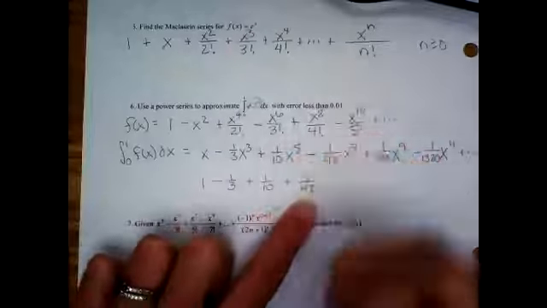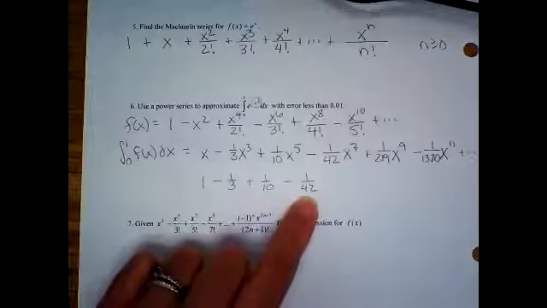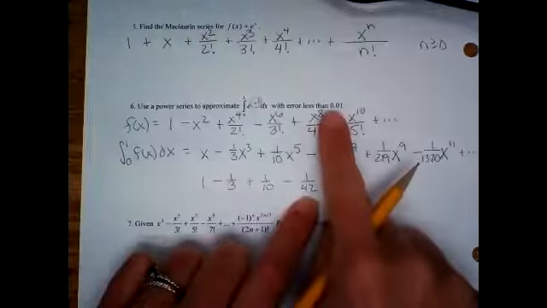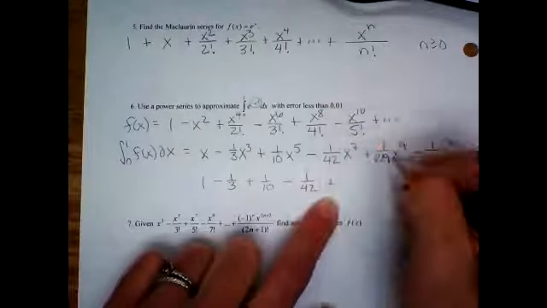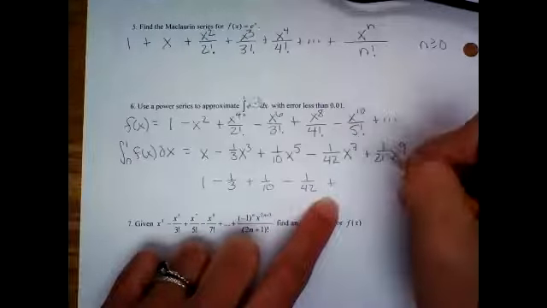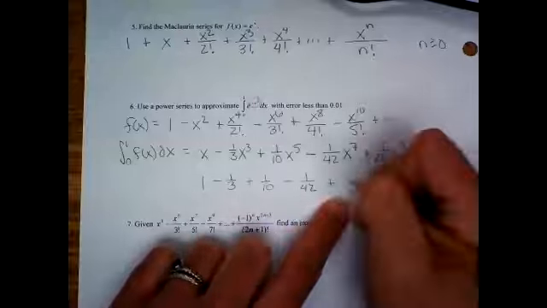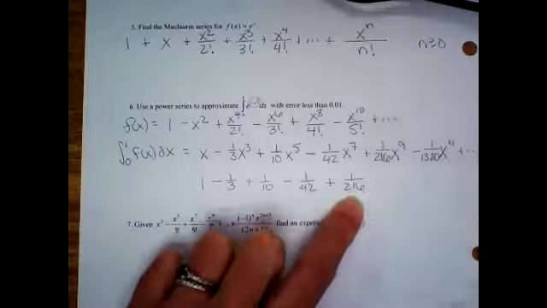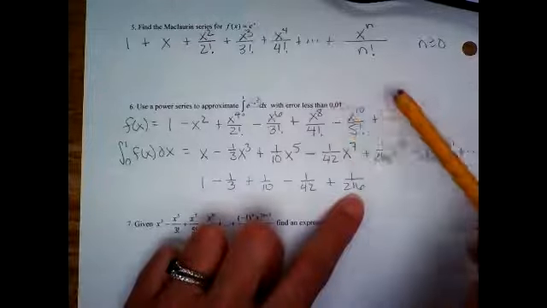Minus 1/42. Can you type in 1/42? Let's see what that decimal is, if it's small enough. It's 0.02. Are we there? No, keep going. Plus 1, oh wait, that wasn't 2/19, that was 2/16, wasn't it? 2/16, I'm sorry. Dyslexia moment. All right, plus 1/216. I think we're probably there at that point. Can you do 1/216? Okay.